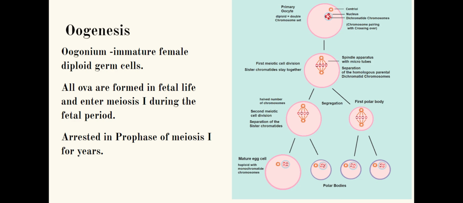Oogenesis, on the other hand, is a little trickier. You start with an oogonium, an immature female diploid germ cell. These are all made in fetal life, and they start meiosis 1. They go through that first checkpoint during the end of fetal development, and they get arrested in prophase of meiosis 1 for years. If a woman is 52 years old and she hasn't gone through menopause yet, and she still ovulates, maybe more infrequently, she's dealing with 52-year-old or 53-year-old eggs. Really, they started forming in fetal life.